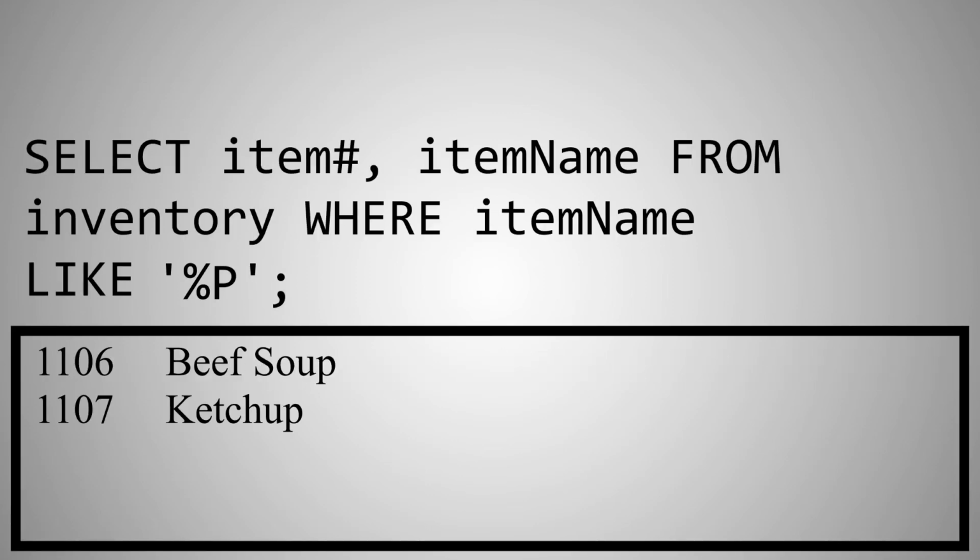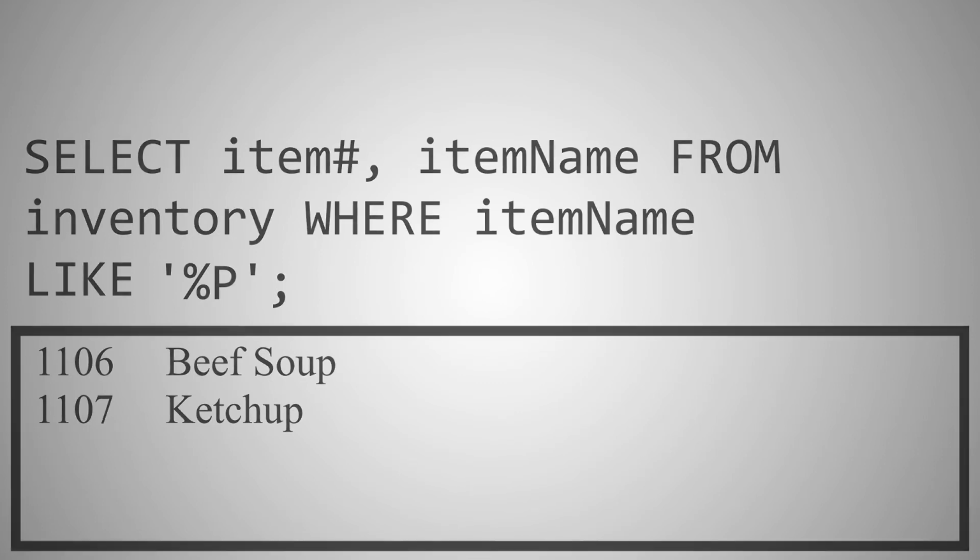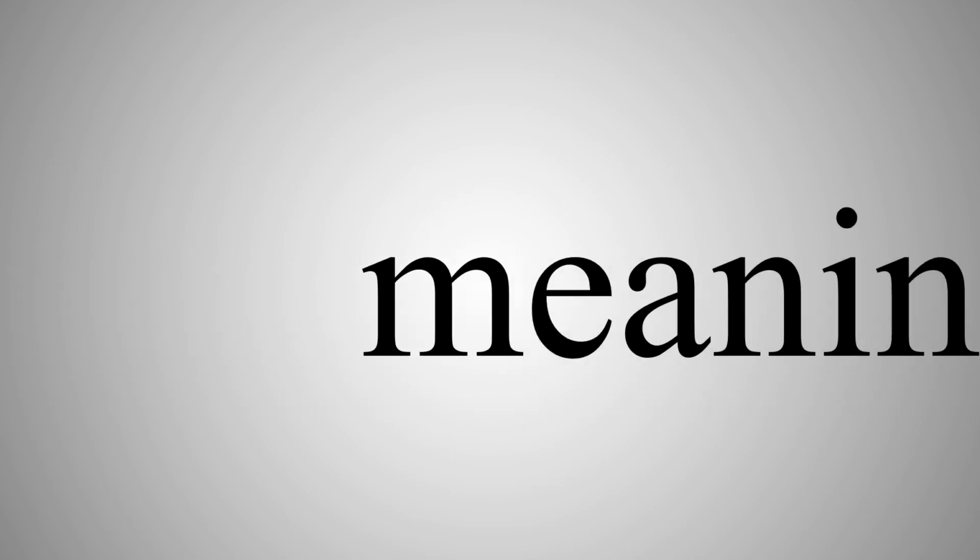If we move the percent symbol to the other side, then that means any entries have to end in the letter P, meaning that there can be any number of characters before this letter P, and P is going to be the last letter of our entries.